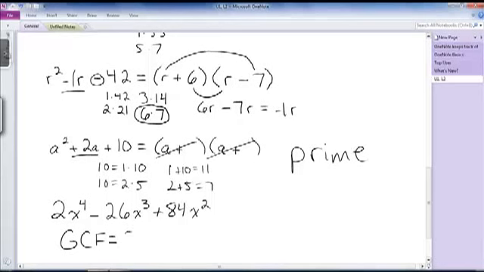Well, you know a 2 would. They're all even numbers, so every term has an even number on it. All of those are going to be divisible by 2. Well, they all also have at least an x squared. We've got an x squared, an x cubed, and an x to the 4th. So they're all going to be divisible by x squared as well. So if I factor 2x squared out, I will now have something that I can work with.